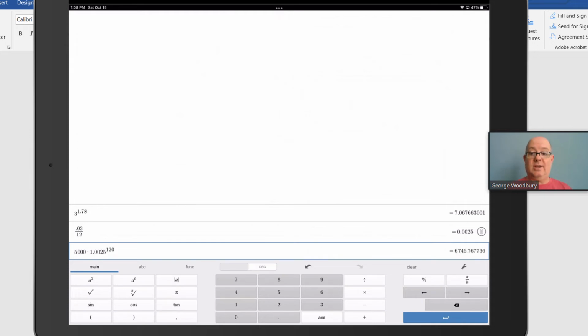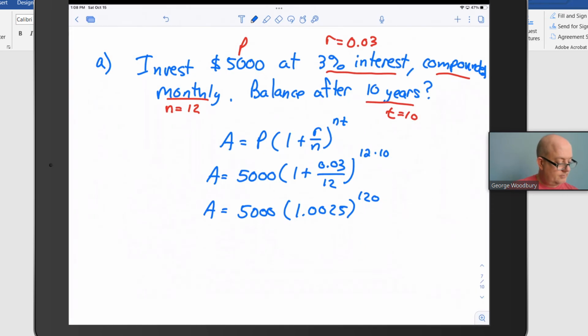Now this is a financial problem, so we're talking about money in dollars and cents. So we're going to round to 2 decimal places, $6,746, and that rounds to 77 cents. And I'll use the approximately equal sign because I did round that answer.